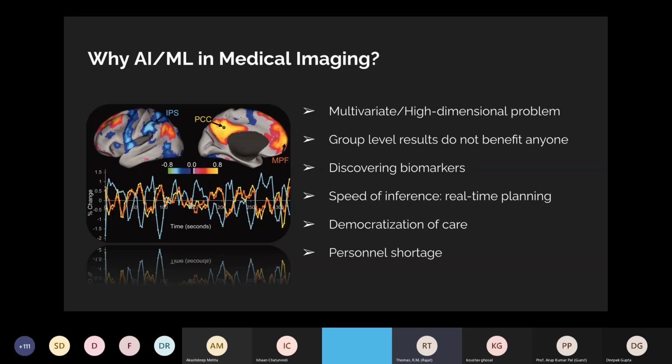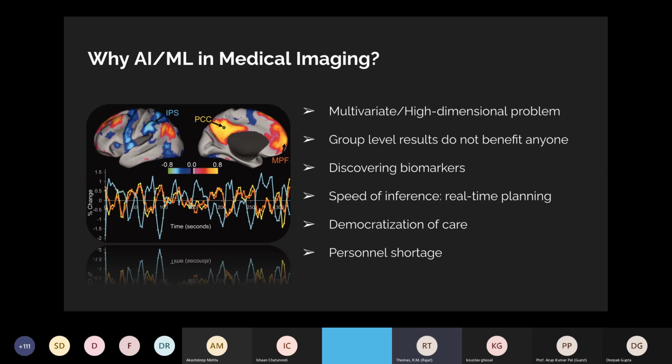And then is the whole aspect of biomarker discovery that we talked about. That is, we need to research and find out what is that signature that tells you that somebody has disease A, B, or C. How do you find that signature? Like if I take the images of my brain, can I predict what are the issues that I'm having or going to have? The other issue is speed of inference.